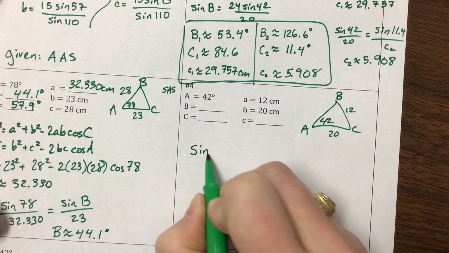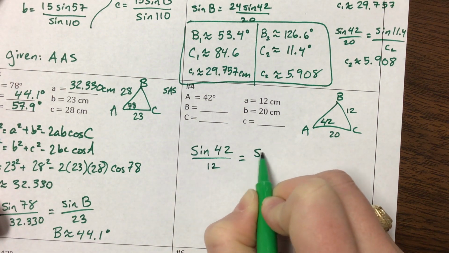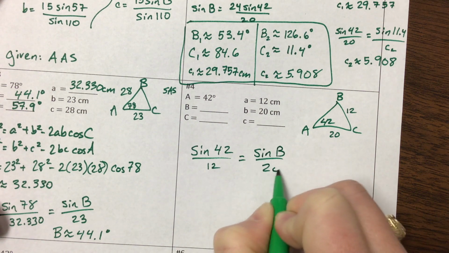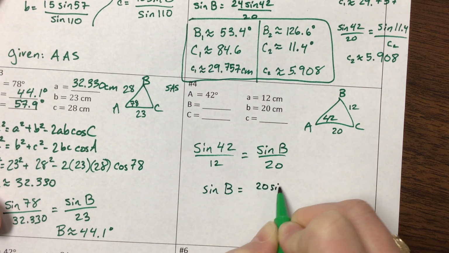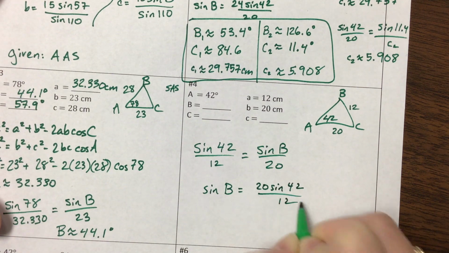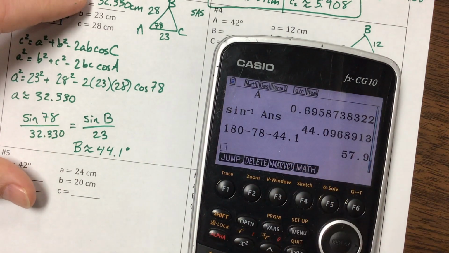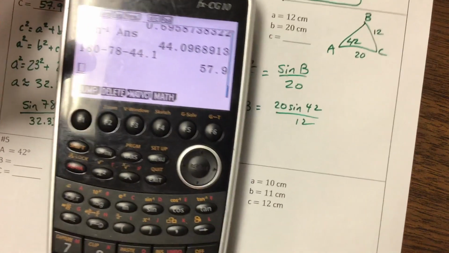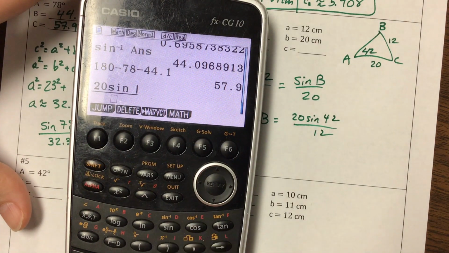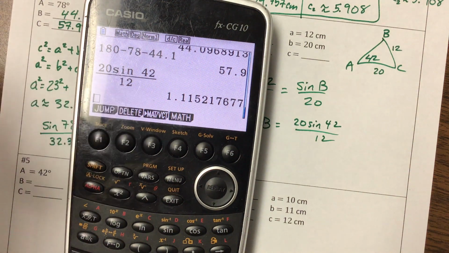So if I say sine of 42 over 12 is equal to sine of b over 20. Okay, so sine of b equals 20 sine of 42 all over 12. Find my calculator. Sorry, I just forgot. Okay, 20 sine of 42 over 12. Okay, so I get this answer, and I want to talk about this in just a second.